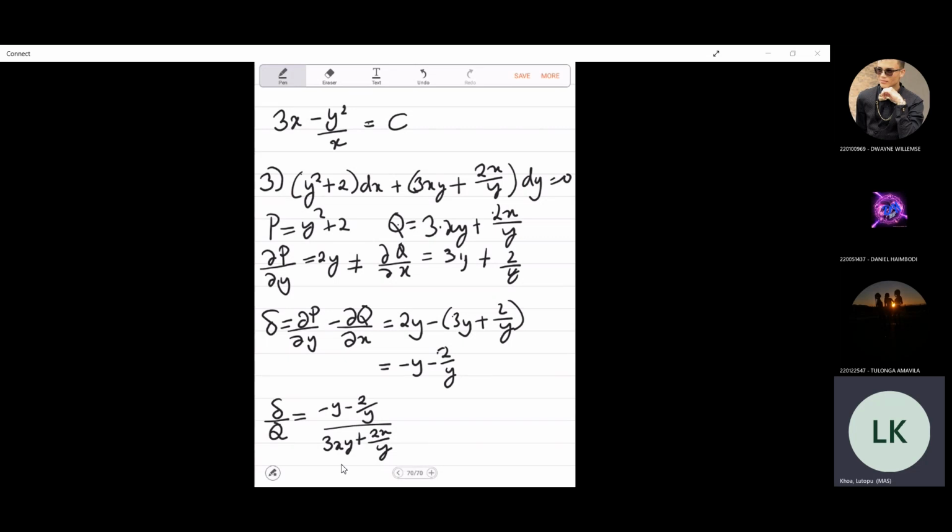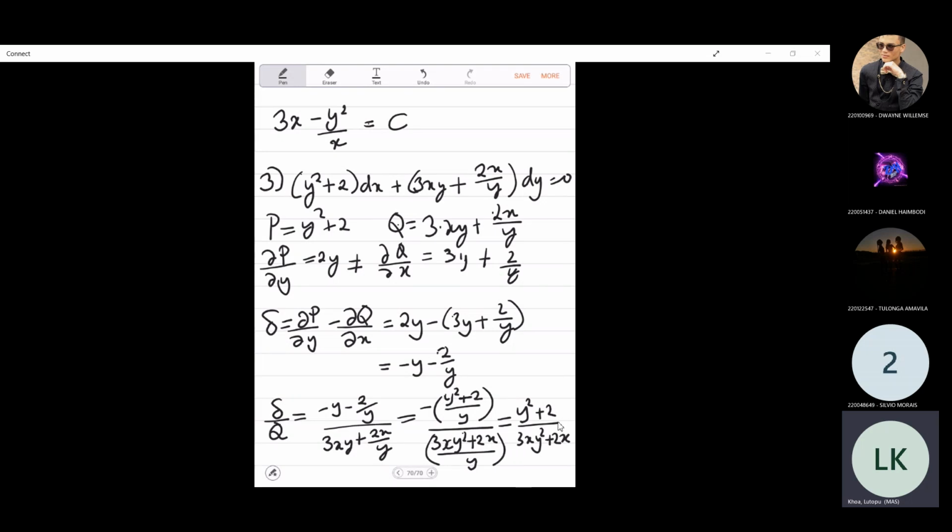Let's simplify this. Okay, this is negative, and then I have y squared plus 2 over y, divided by 3x y squared plus 2x over y, and this is equal to, sorry, this is a plus here, y squared plus 2 over 3x y squared plus 2x. So this is definitely not a function of x only. So now we need to try and divide delta by p and see if we will get something that is a function of y only.